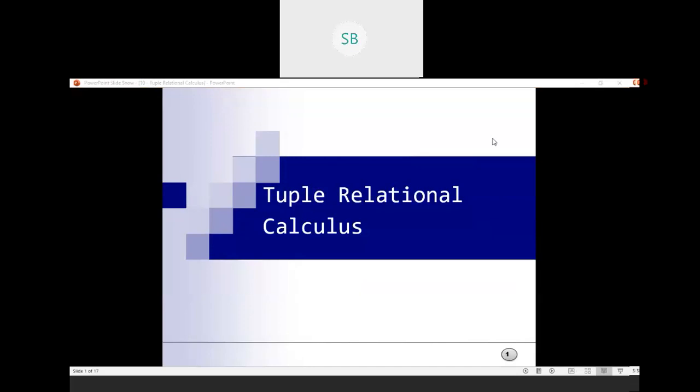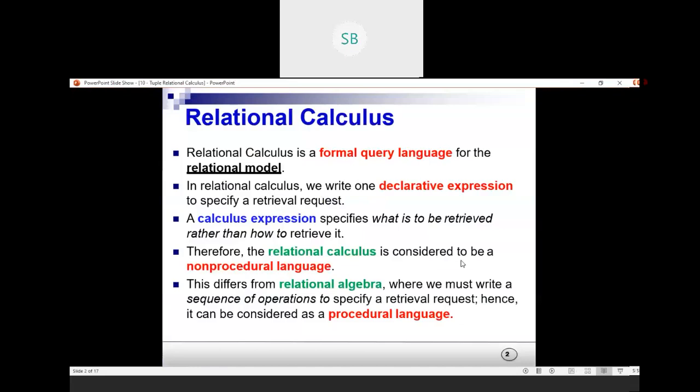So in the previous class, we started with the tuple relational calculus. I know it's been quite a day, but we have started. I think you people have just forgotten it.